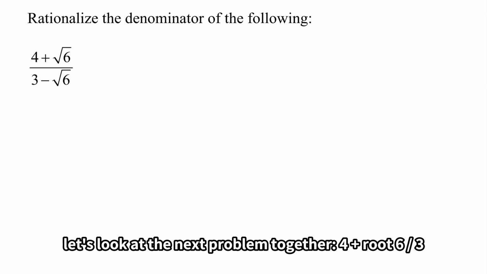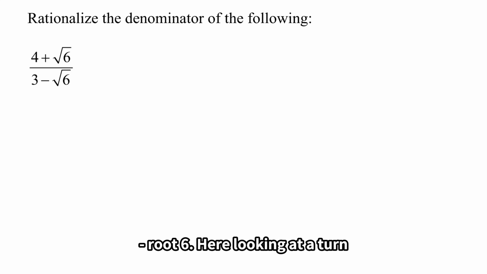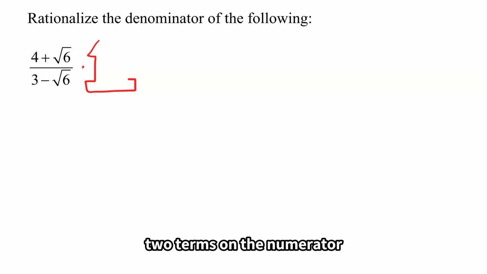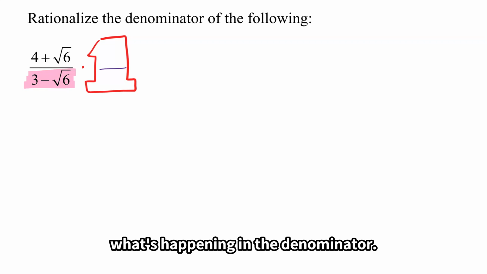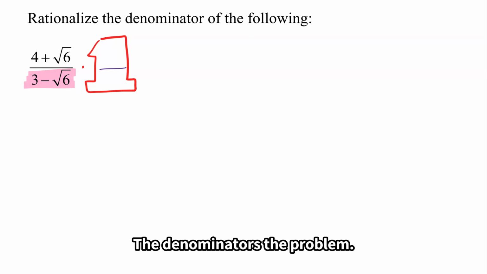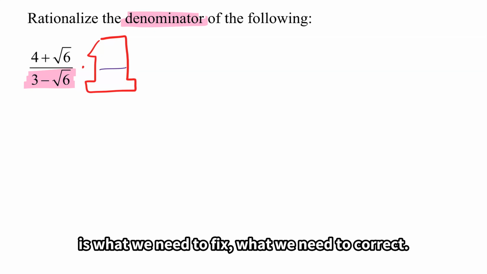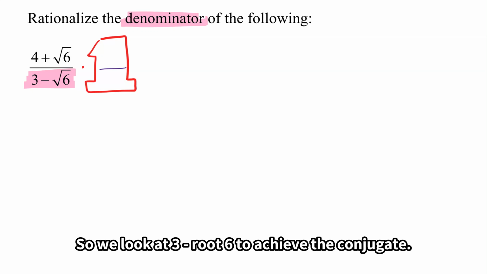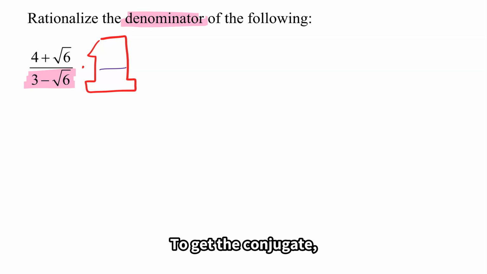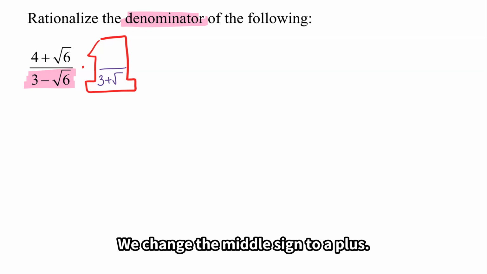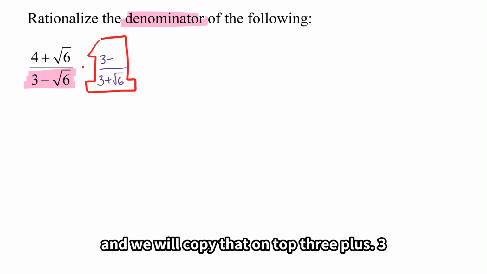Let's look at the next problem together. 4 plus root 6 divided by 3 minus root 6. Here we're looking at two terms in the numerator and two terms in the denominator. Don't let that numerator trick you though. We only care about what's happening in the denominator. The denominator is the problem, and so the denominator is what we need to fix. So we look at 3 minus root 6 to achieve the conjugate. To get the conjugate, we change the middle sign to a plus. 3 plus root 6, and we will copy that on top.